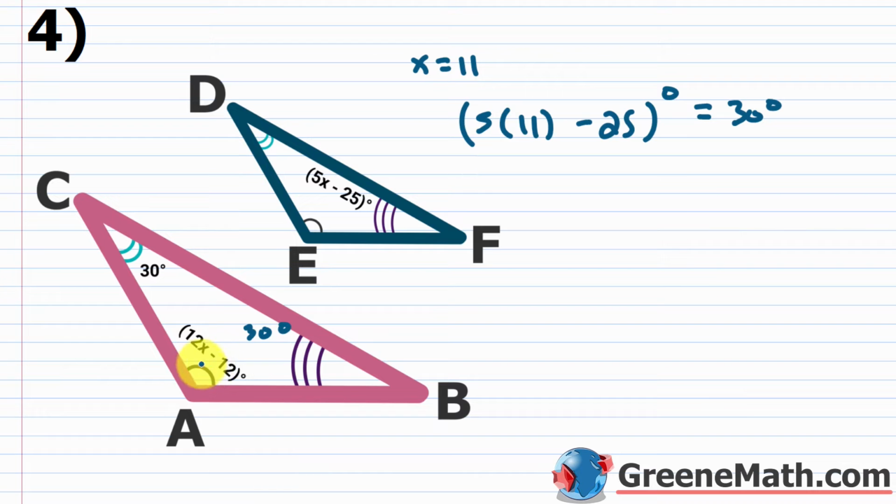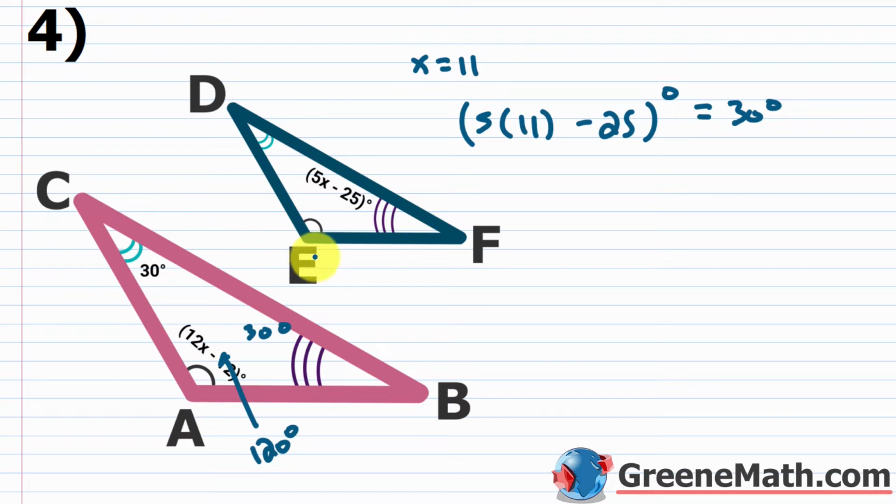Now for angle A, you could plug in if you wanted to. 12 times 11 is 132, and then 132 minus 12 is 120. So this is going to be 120 degrees. Let me actually just arrow to this and say this is 120 degrees. I don't think I could fit that in there. And basically, you could have also said that 30 degrees plus 30 degrees is 60 degrees, and the sum is 180 degrees. 180 degrees minus 60 degrees is 120 degrees. So that's another way to figure that out if you want to do it that way.